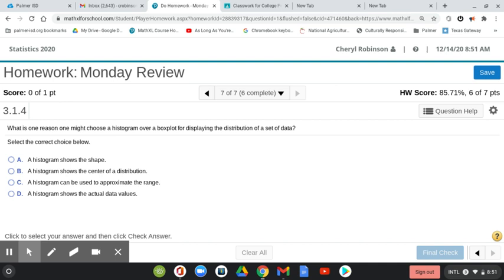And then last but not least, what is the reason one might choose a histogram over a box plot when you display the distribution of the data? So remember, your box plot shows where the median is, it shows where the quartiles are, but it doesn't really give you a good feel of the shape. So the histogram will show you the shape.